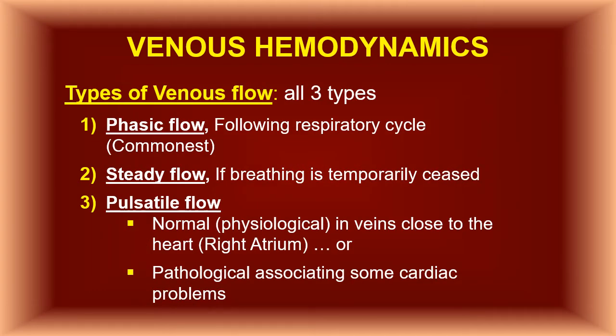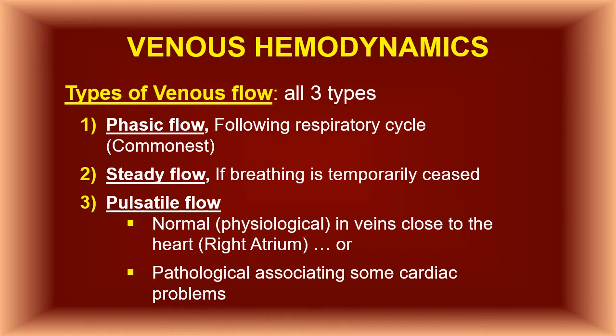So after discussing the effect of venous flow on the shape of the vein and the pressure changes that happen in the vein, we need to know what types of flow happen in the vein. Usually the type of flow in the veins is phasic flow. Phasic flow is under the effect of the respiratory cycle, and this is the commonest type of flow in the veins. But we might also sometimes have steady flow. This is if you ask the patient to stop breathing temporarily for a while, and then the phasic flow will change to steady flow, which has no changes responding to the respiratory cycle.